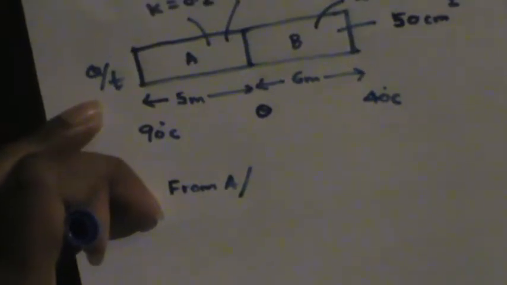Consider rod A. Q by T, the rate at which energy is provided, will be a constant throughout these two rods because the same energy is passing through both of them. So for A, we can put the normal concept in conduction: Q by T is equal to K times A times delta theta divided by L.